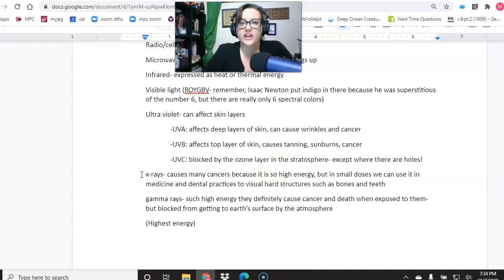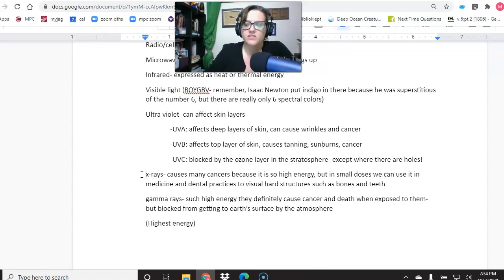X-rays are very high energy light that can cause many kinds of cancer because they get in, and when they go through you, they mess up your DNA, and your DNA tries to replicate. It gets all messed up. Cancer. Okay. But in small doses, you can recover from this. And that's why we use it in medicine and dental practices, because it allows us to visualize the hard parts inside of our bodies that we would not be able to see without cutting someone open, which is very invasive.